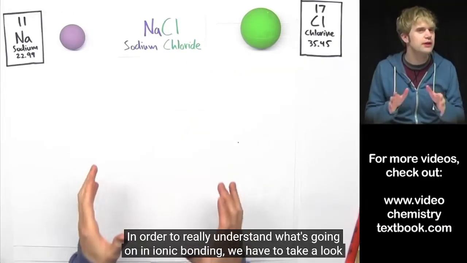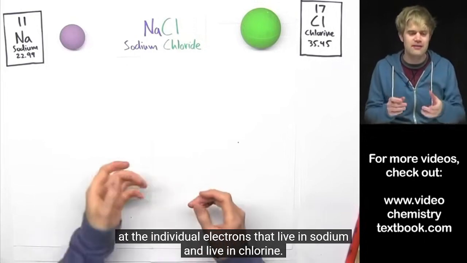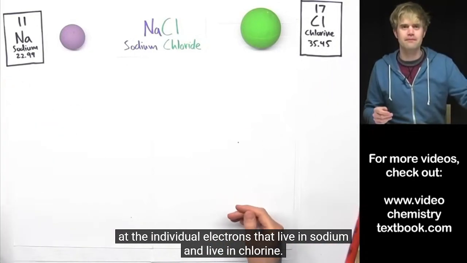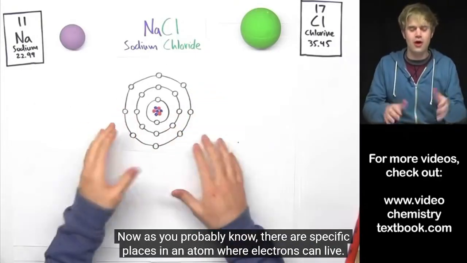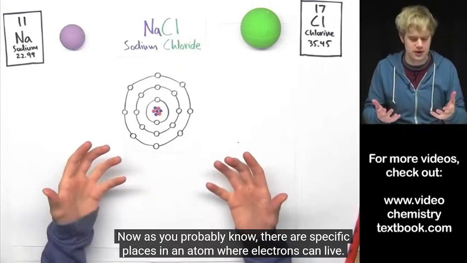During the formation of ionic bonds, in order to really understand what's going on in ionic bonding, we have to take a look at the individual electrons that live in sodium and live in chlorine. Now, as you probably know, there are specific places in an atom where electrons can live.